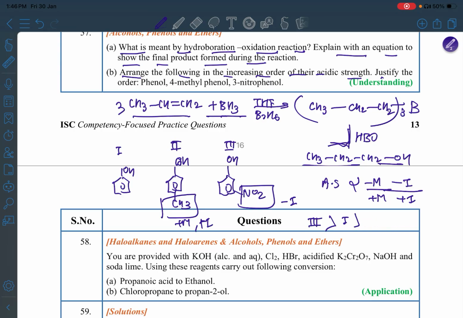Okay, because without any group, a plus M or plus I group decreases the acidic strength. So after first it will be second. Okay, after first it will be second.